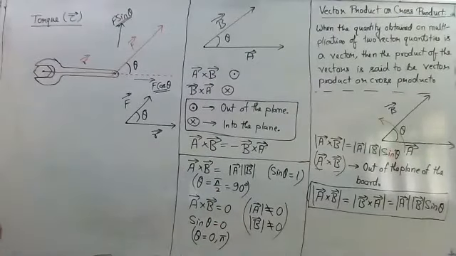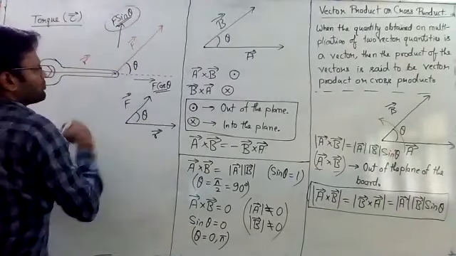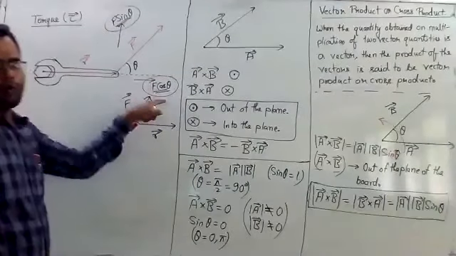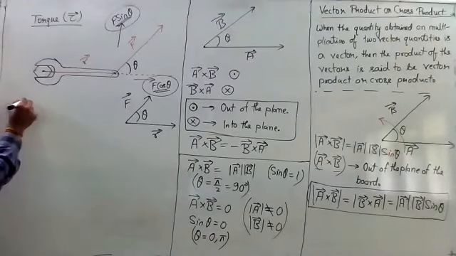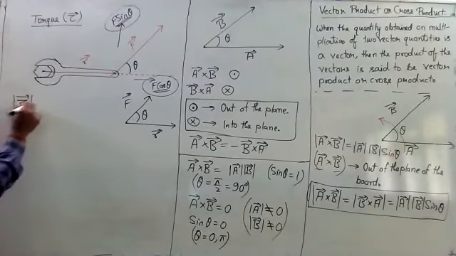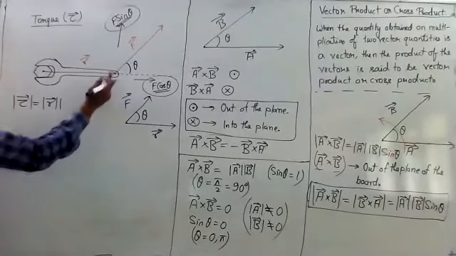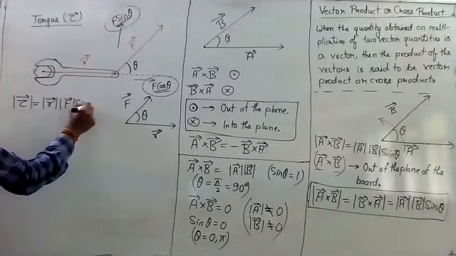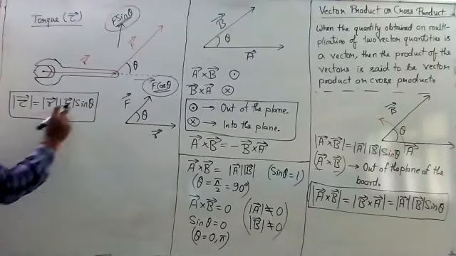But basically, I have to consider the perpendicular component of force, because the parallel component of force is not generating any torque. Only the perpendicular component of the force is generating the torque. So magnitude of torque is given as magnitude of R into magnitude of the perpendicular component of force. Okay, by this example it is clear why we are taking the sine component.